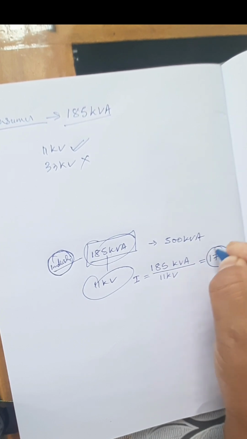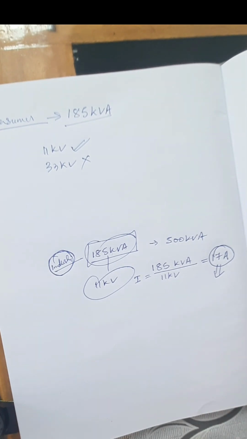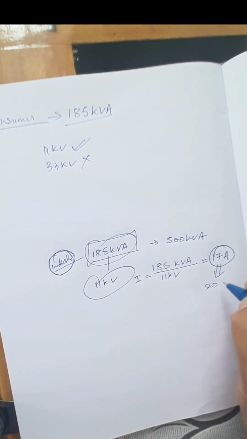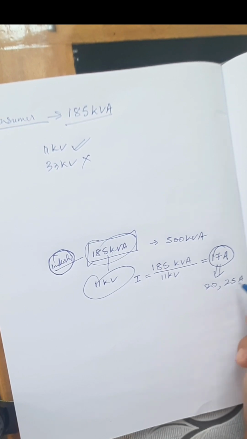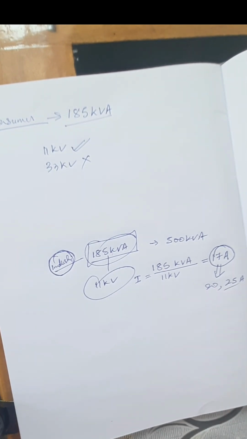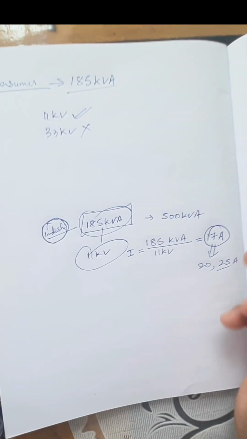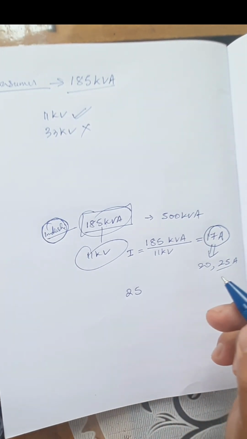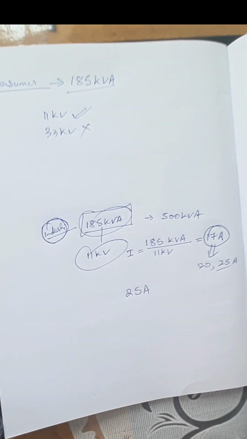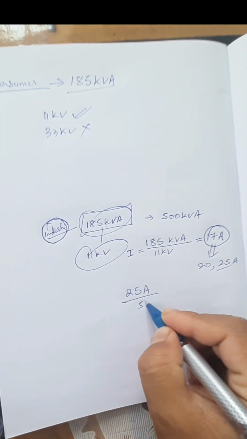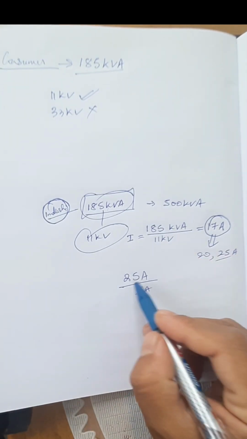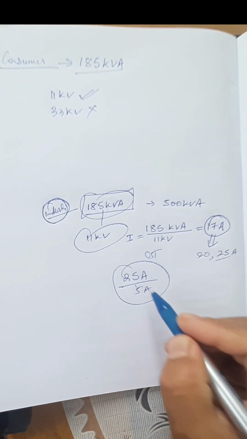Because of this, the primary current rating of the CT will be either 20, but in this particular case we have used 25 ampere, which is fine, because in the future they may increase their connected load and then we don't have to change the CT set. Since the meter we will be using is rated 5 ampere, the CT ratio is 25 by 5.